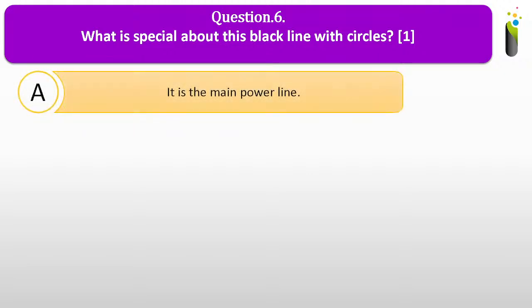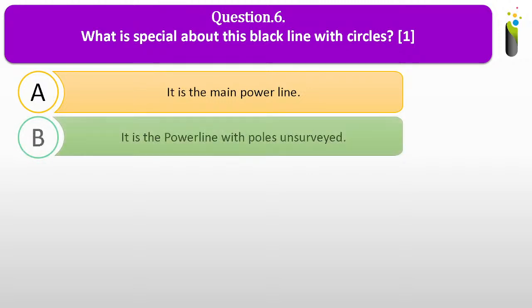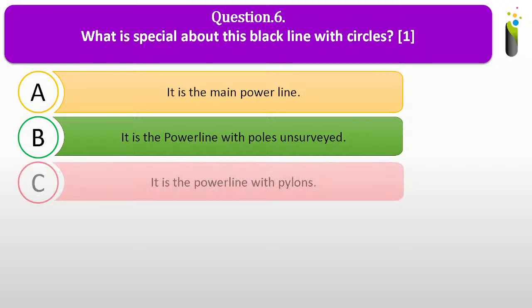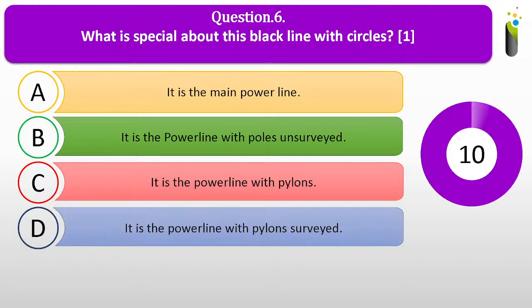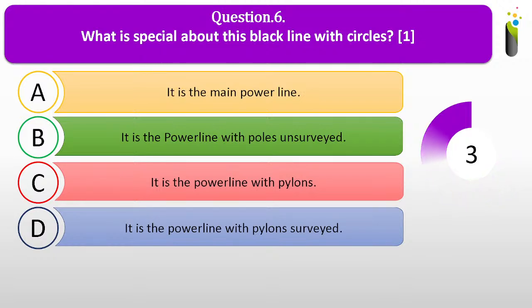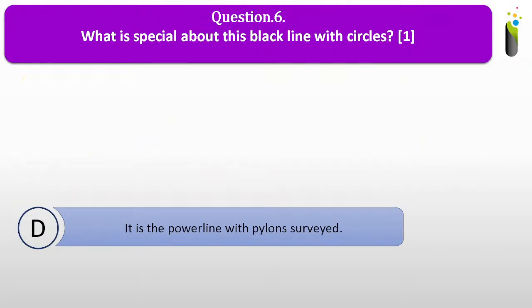A. It is the main power line. B. It is a power line with poles unsurveyed. C. It is a power line with pylons. D. It is a power line with pylons surveyed. And the correct answer for this question is, the black line with circles is nothing but it is a power line with pylons surveyed.